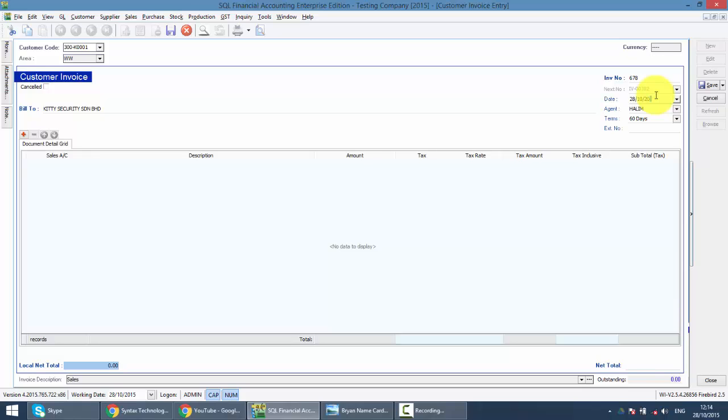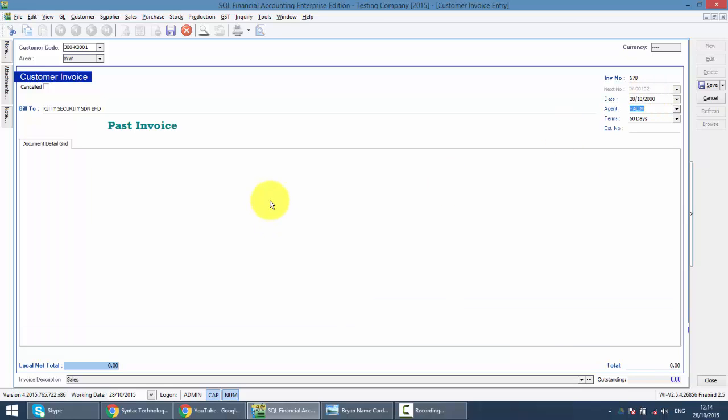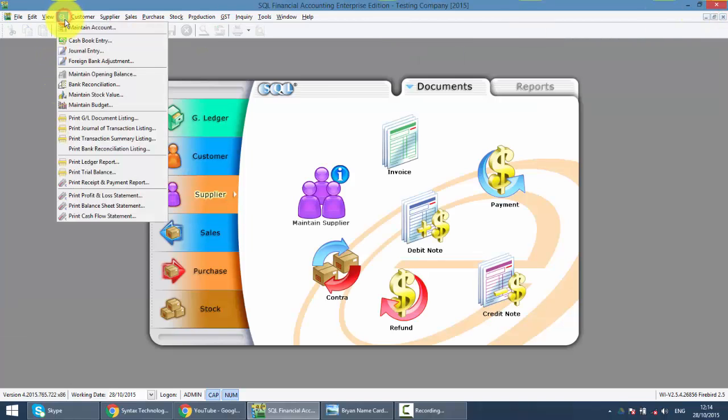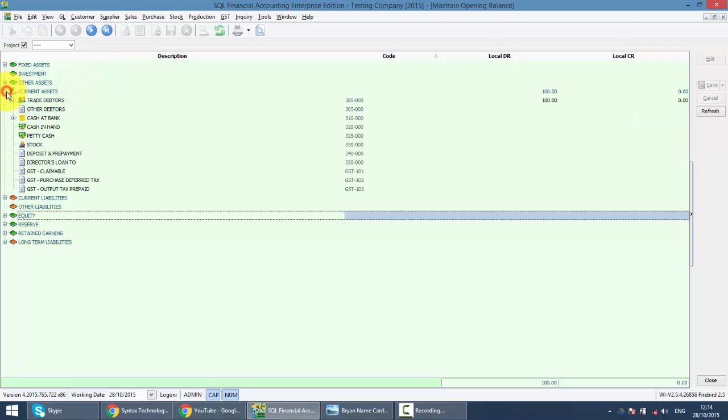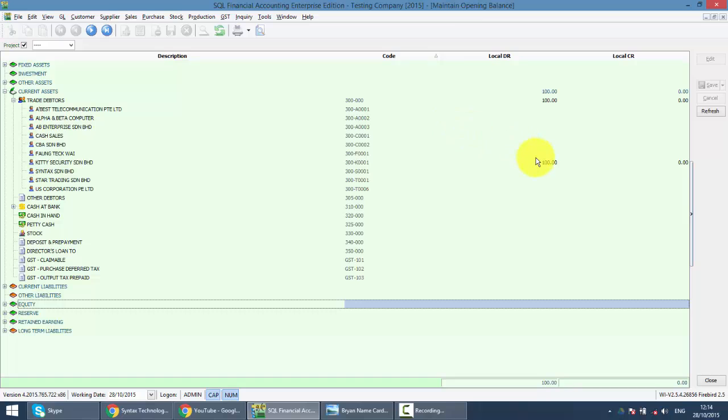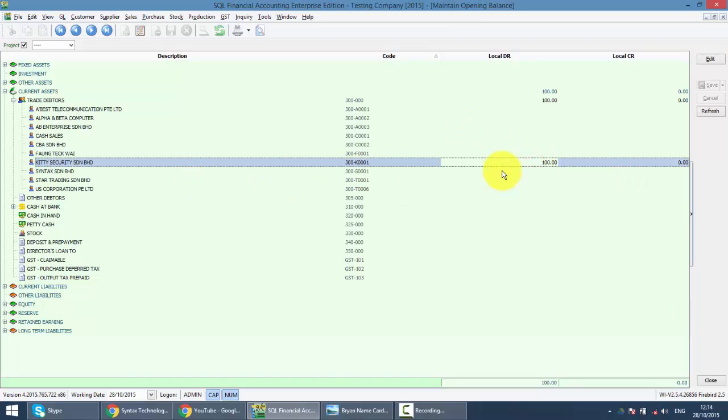Because it's before system conversion date, let's say it's year 2000, then you can see that the invoice will become a past invoice. You do not need to key in the details, only the total. Let's say it's 100 ringgit. When you click save, this amount will automatically post to the opening. Let's have a look. Go to GL, maintain opening balance, and you can see that under your current asset, trade debtors, your opening is posted over from your past invoice under your customer side.